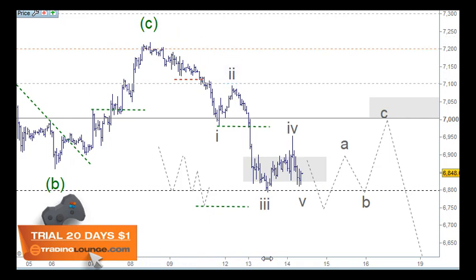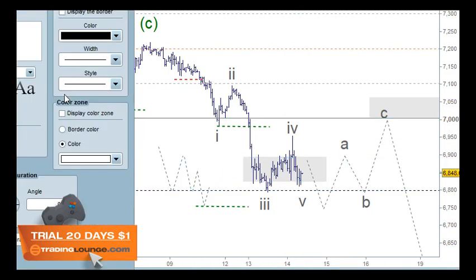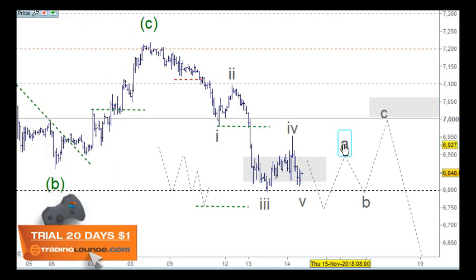There we go. So if you're short here, then it's also a good idea to take profit here as well on this low here.